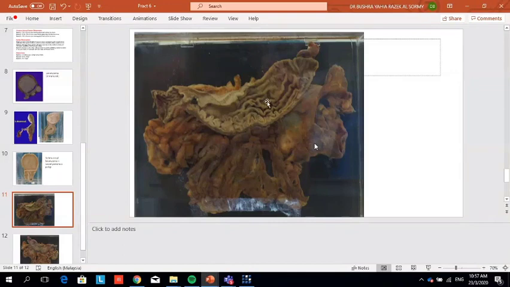Where is the tumor? I think it's loss of rugae.